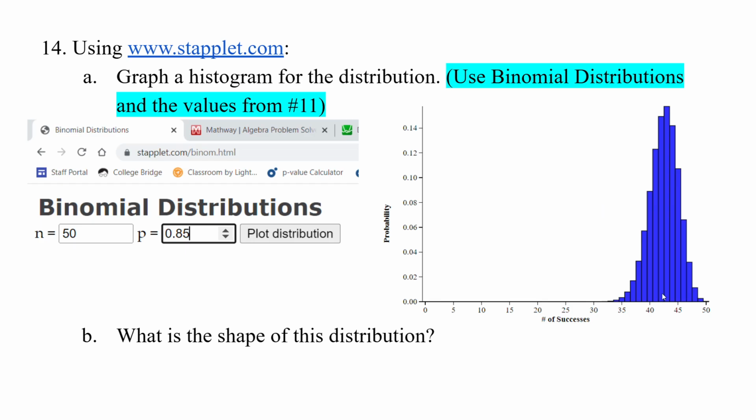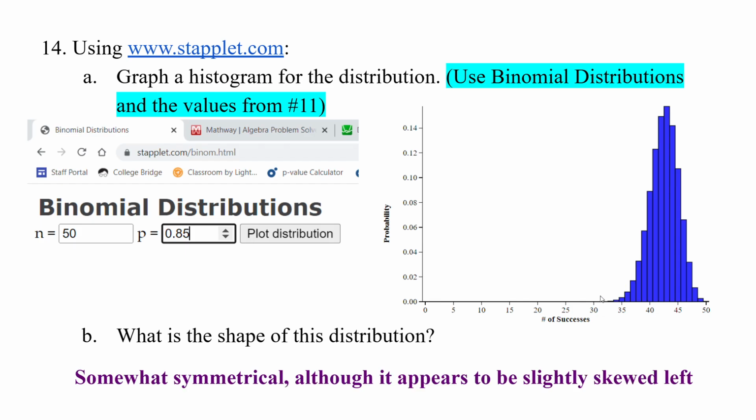Looking at this graph, you have a little bit over here, but not a whole lot. The rest of it is fairly centered. So we're going to call this shape somewhat symmetrical. Although we do have a little bit of a tail over here, it's not enough to really skew that graph. So for the most part, we have a somewhat symmetrical graph. There will be a graph on your test, so be familiar with your shapes and which direction it goes as far as skewness if you have any.